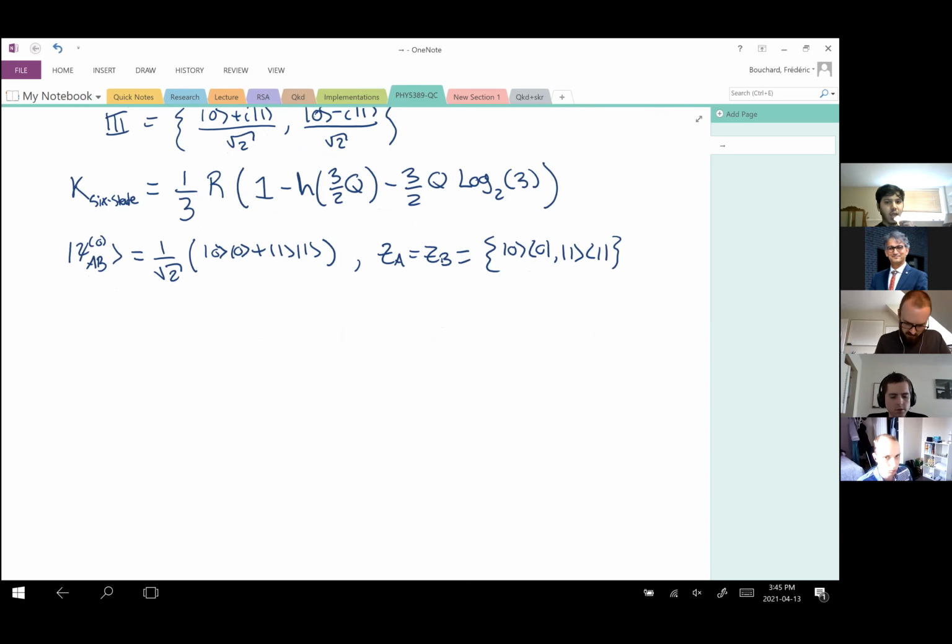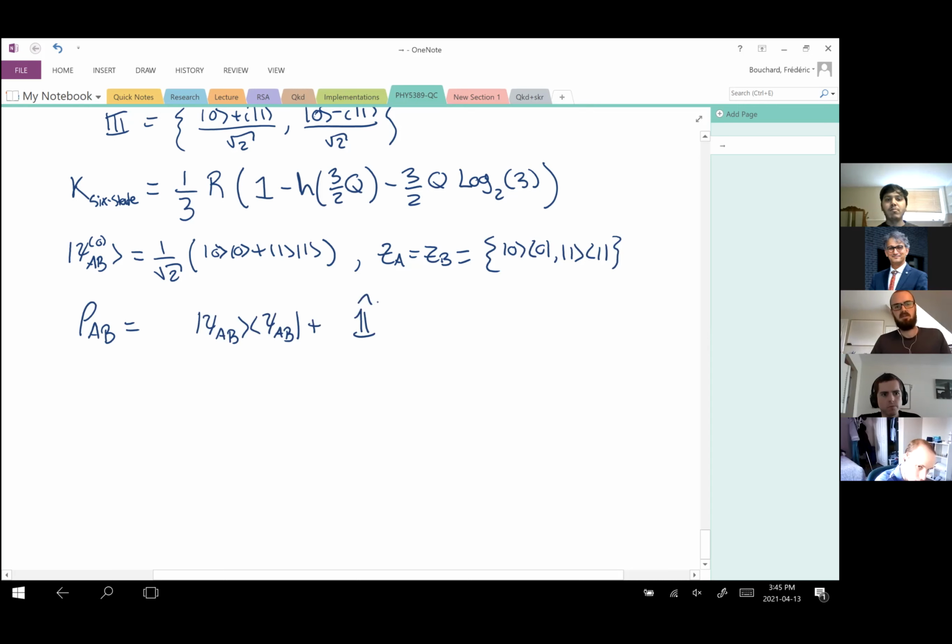Okay, so now we have to write down rho AB. So rho AB will basically be psi AB plus the identity. So the identity will give you terms where you don't have 0, 0 or 1, 1, which is when you have correlation, but also when you have anti-correlation. So you'll have terms like 0, 1 and 1, 0. And those are the terms you don't want because those are errors. Because if Alice measures a 0 and Bob measures a 1, that's an error because technically they should be aligned.